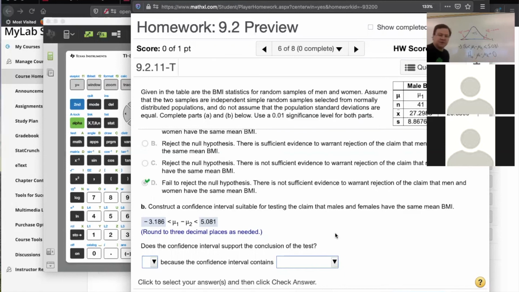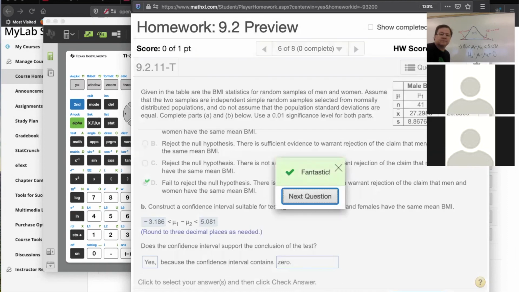So does the confidence interval support the conclusion of the test? Yes. Because the confidence interval contains only positive values, only negative values, or contains 0. 0. That makes sense? Yeah.